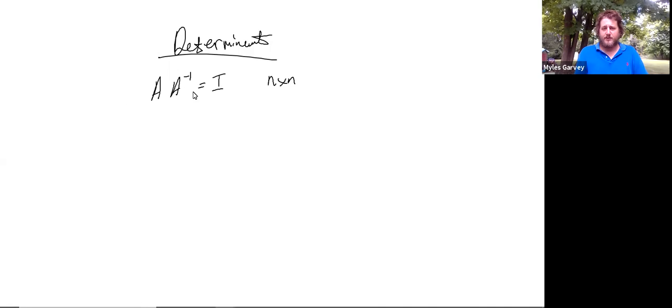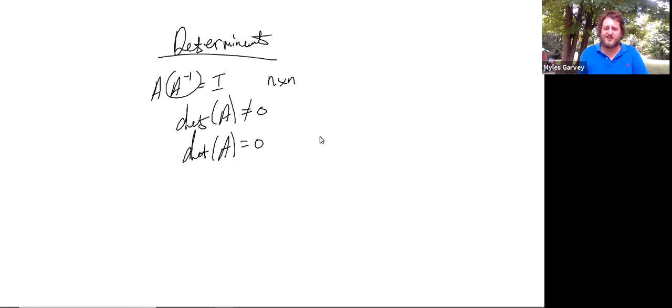The way that we can determine if a matrix even has an inverse, because not all matrices have inverses, is if the determinant of the matrix is not equal to 0. If it is equal to 0, then we say that the matrix is singular.